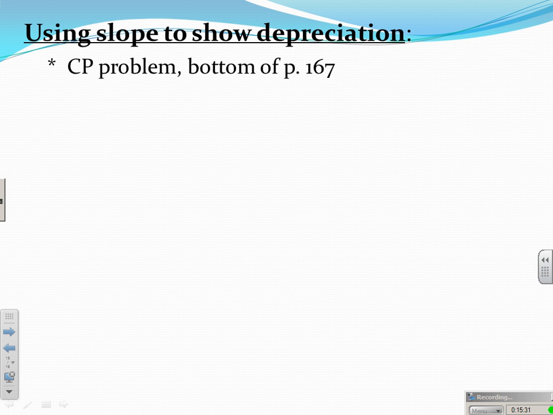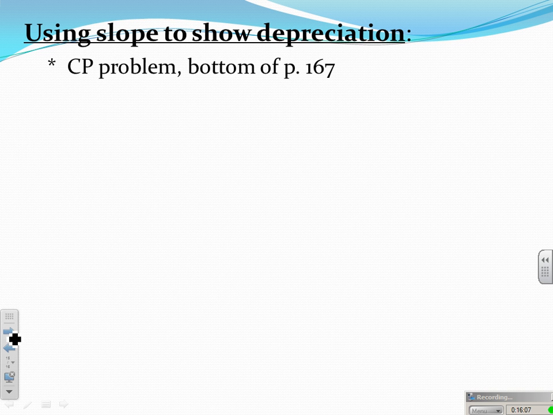Now, using slope to show depreciation kind of is similar to that rate of change, but look at the straight line depreciation on the next page. Again, there's one in the book, but we're again going to focus on the checkpoint problem at the bottom of page 167. A manufacturing firm purchased a machine worth $24,750. The machine has a useful life of 6 years. After 6 years, the machine will have to be discarded and replaced. That is, it will have no salvage value. Write a linear equation that describes the book value of the machine each year.